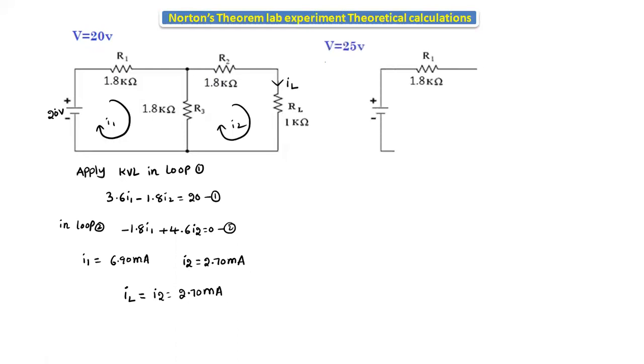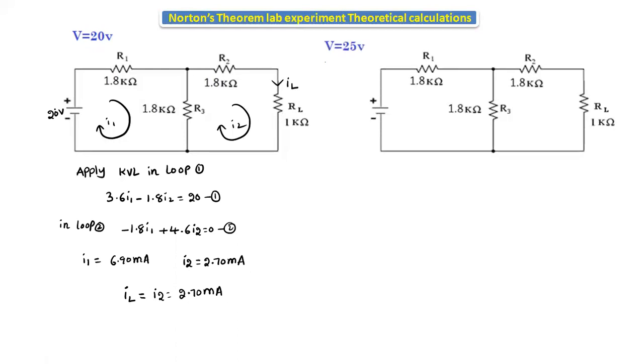Now let's take 25 volts. If we take 25 volts, the supply voltage is 25 volts. Here the current passing through the load resistance is assumed to be IL. Assume that current I1 is flowing in loop 1 and current I2 is flowing in loop 2. Here also the same procedure, apply KVL in loop 1.